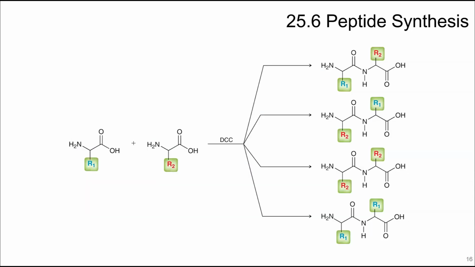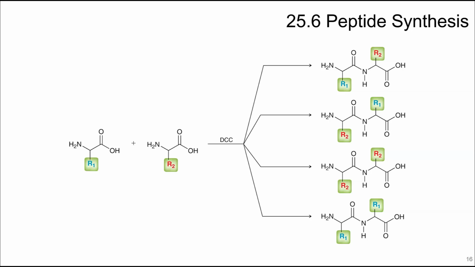So even though we can use the coupling, DCC can't give us selectivity necessarily. The order of things can get tricky. So if you have R1, R2, we can add things in orders that we don't want it to add. So you can get R1 added to R2, R2 added to R1. We can get two R2s or two R1s. This is kind of like the mixed aldol scenario where you get a lot of different products.